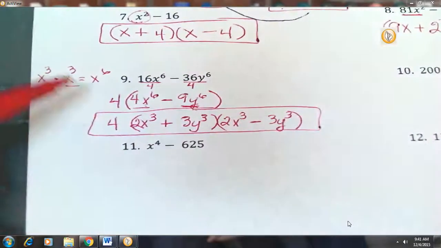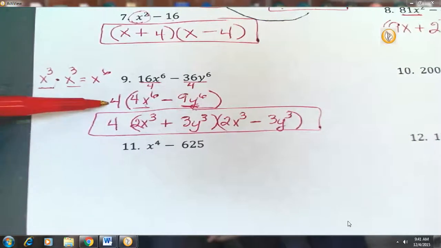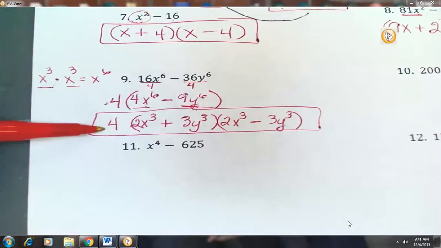If you factor out a greatest common factor at the beginning, I do need you to bring it down and make sure it's part of your final answer.